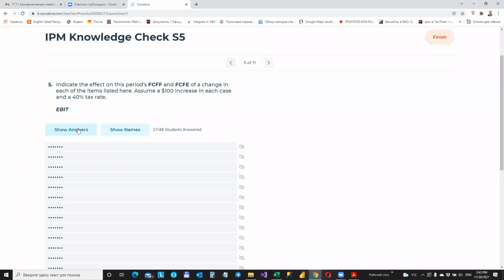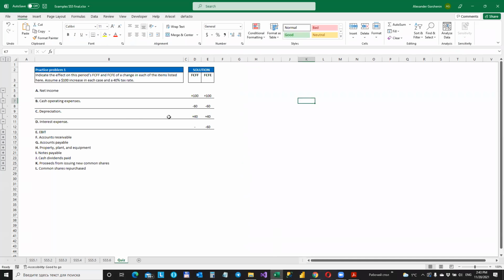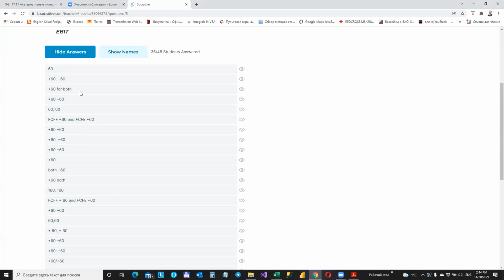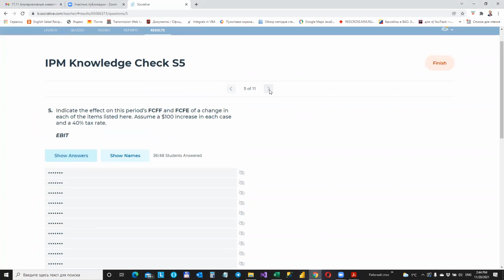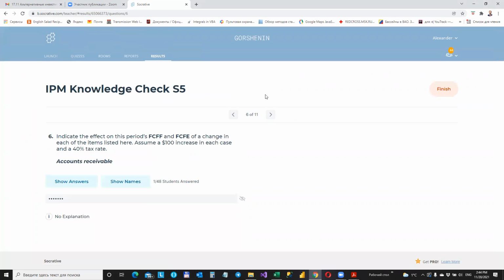Okay. Those plus 60. Here it's easy. Just remember the formula: you have to multiply the change in EBIT by 1 minus tax rate. Just keep it in mind. Okay. Next, accounts receivable.